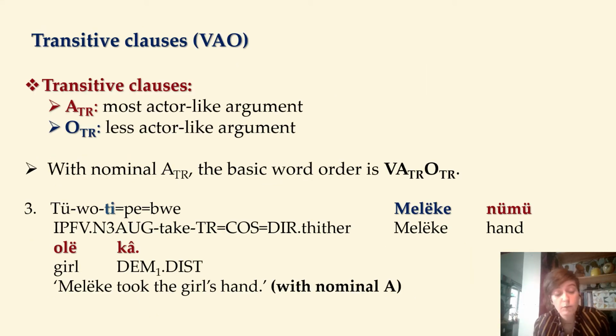Transitive clauses display 2 core arguments, A, the most actor-like, and O, the less actor-like argument. With nominal agents, the basic word order is VAO, as shown in example 3, where we have Meleke took the girl's hand, and Meleke, the transitive agent, follows the verb, which is sentence initial. Some verbs can be marked in transitive clauses by the transitivizer, applicativizer T, but this of course depends on the verb class to which the verb belongs.